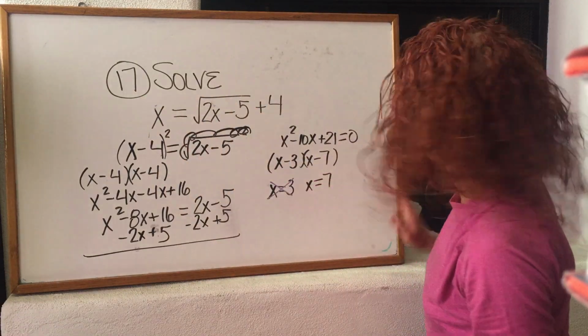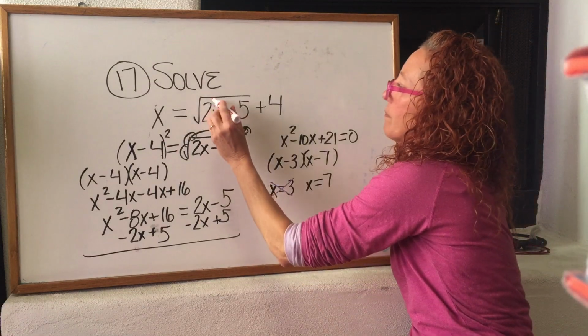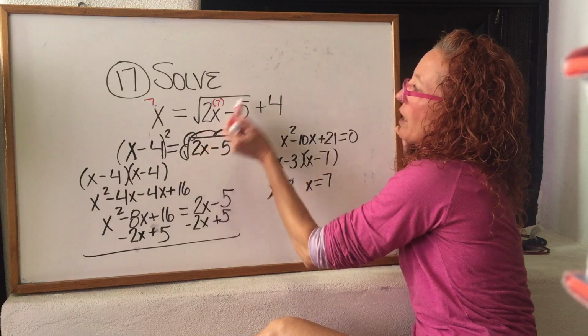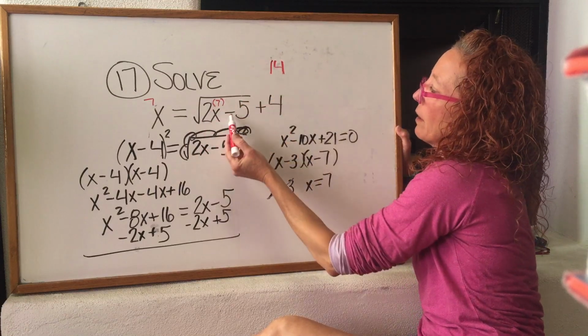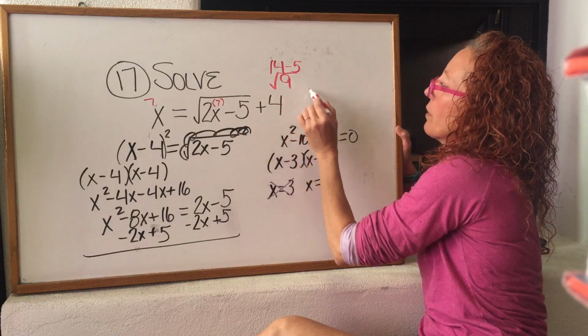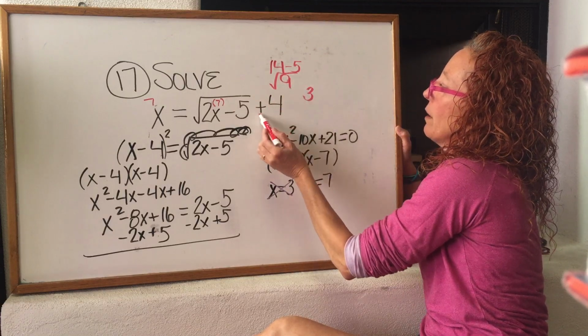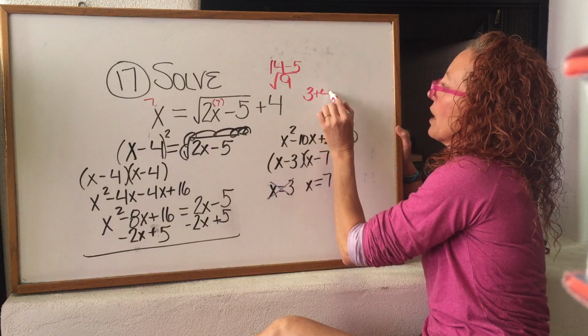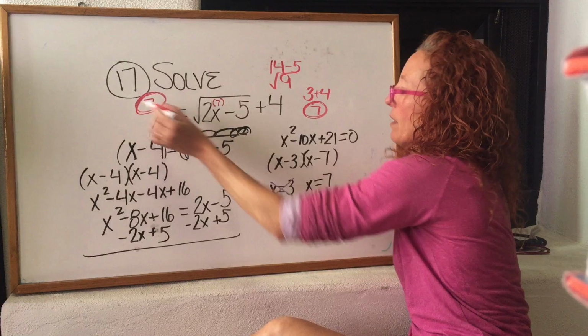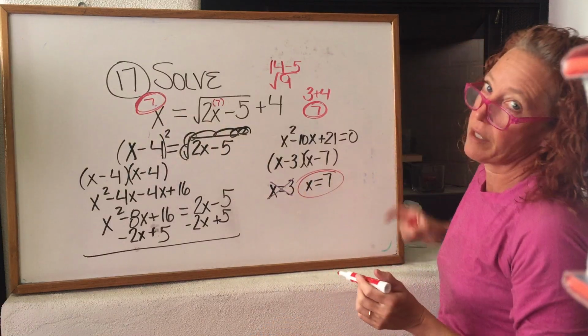Let's try to plug in 7. So 2 times 7 is 14, minus 5 is 9. The square root of 9 is 3. Plus 4 more is 7. 7's on the right, 7's on the left. 7 checks out fine.